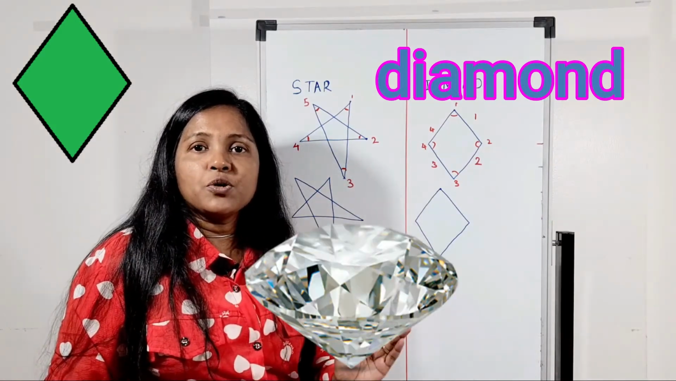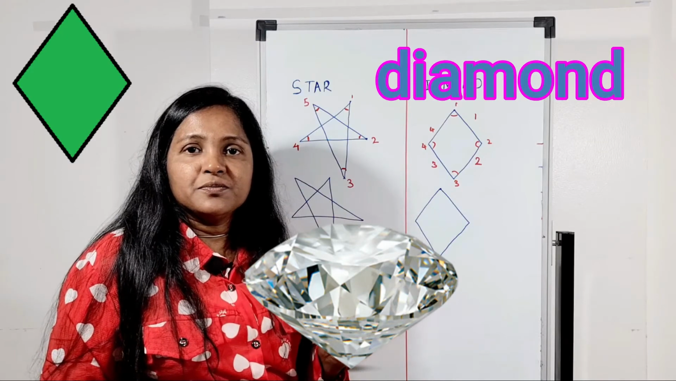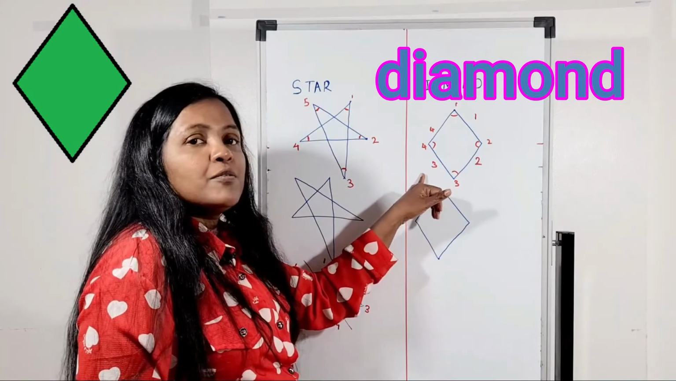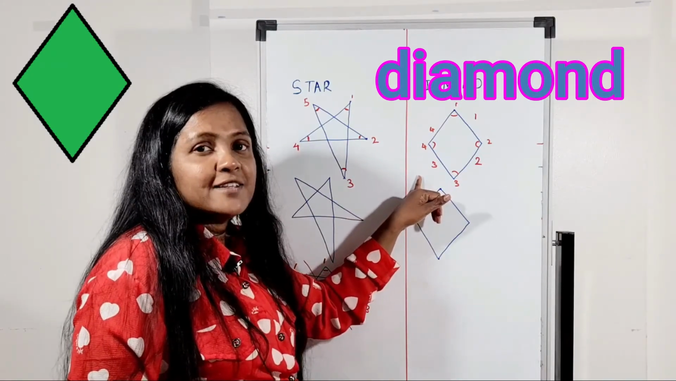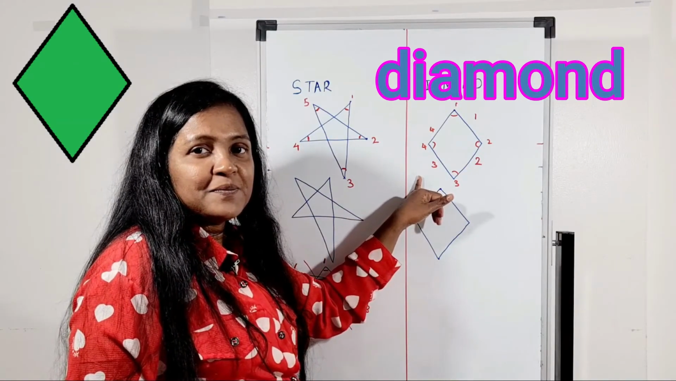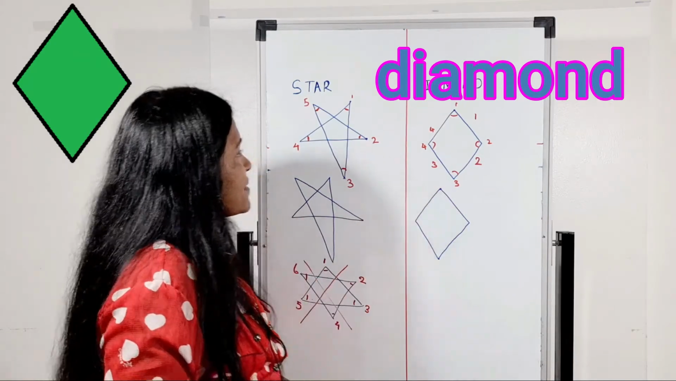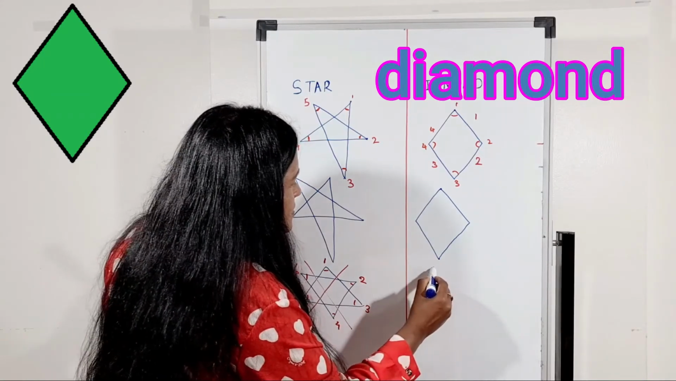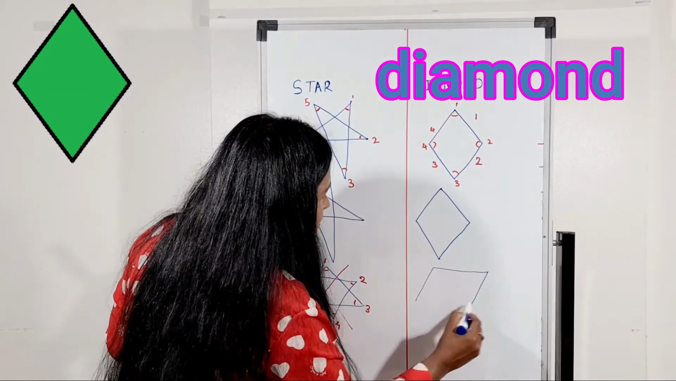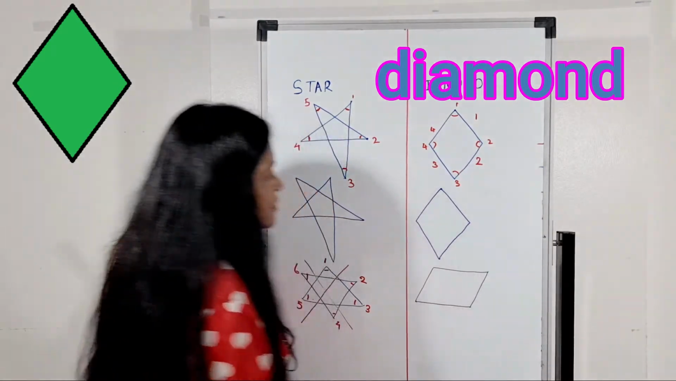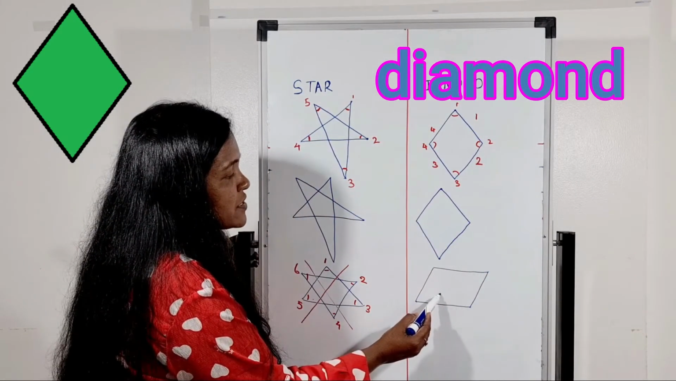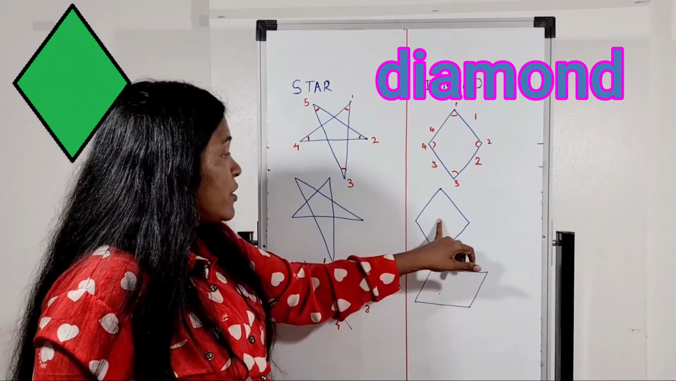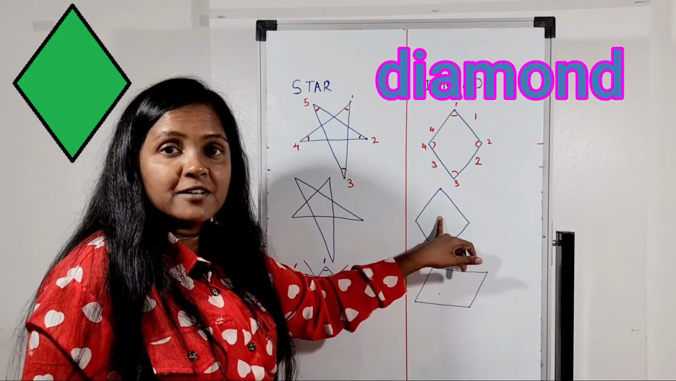Now I will show you an original diamond. When you draw on the board, we draw the diamond like this. Right? If we draw like this, this shape we call a rhombus. Diamond shape we always draw like this.